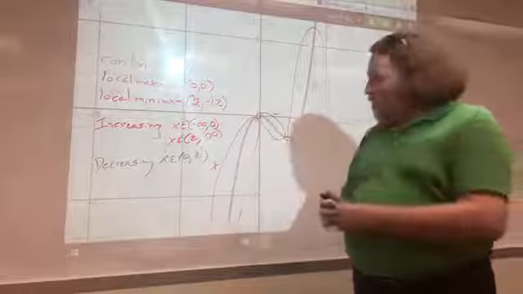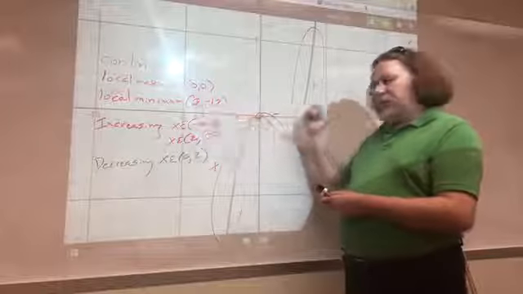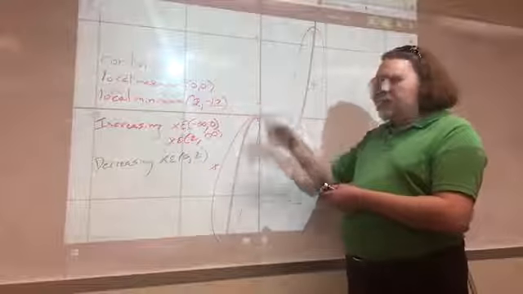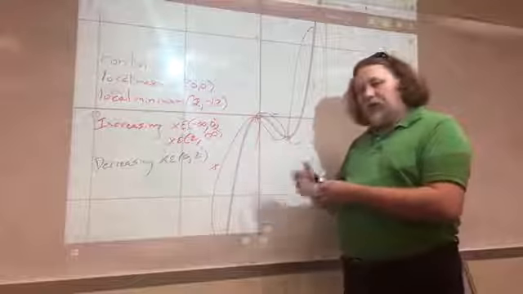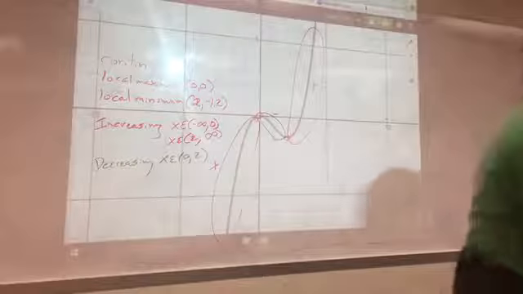Oh, domain and range. Silly me. So what's the domain? Well, this graph goes forever to the left and forever to the right, so that's all real numbers. And this graph goes forever down and forever up, so that's also all real numbers. Domain and range, all real numbers. All right. Now let's take a look at a second graph.